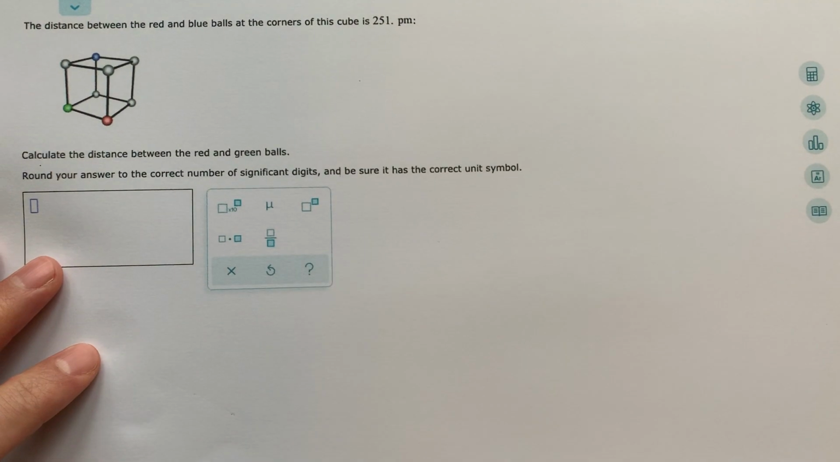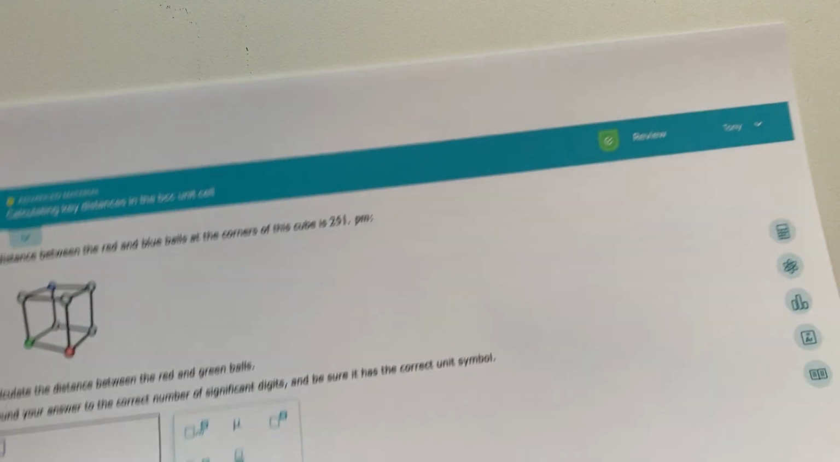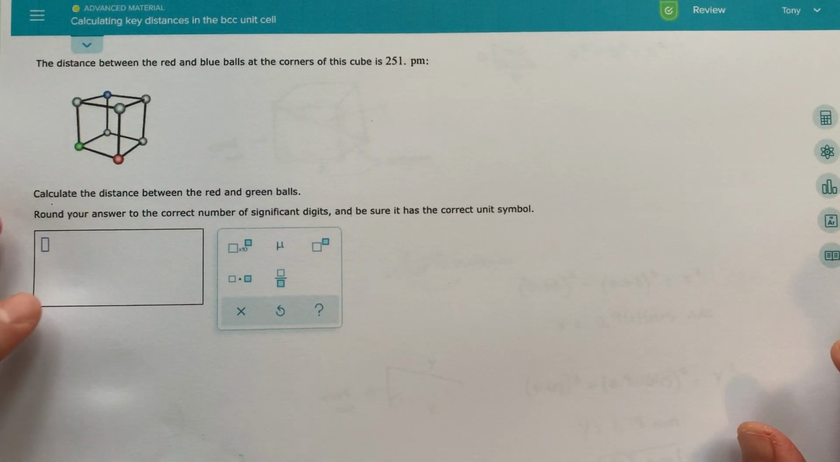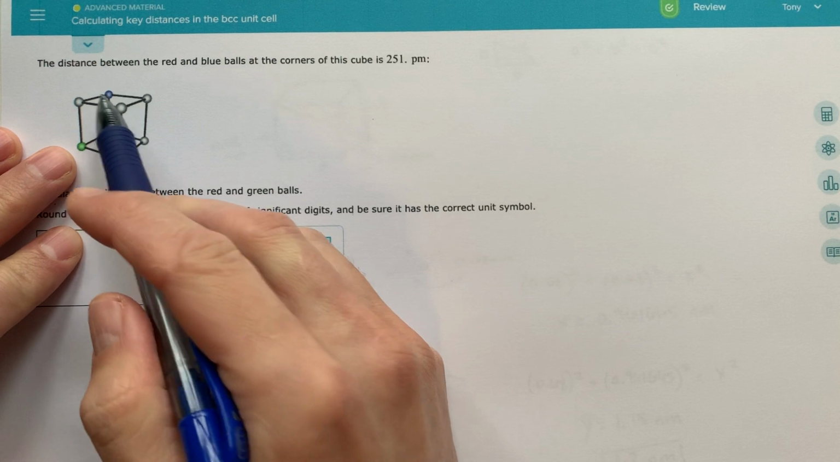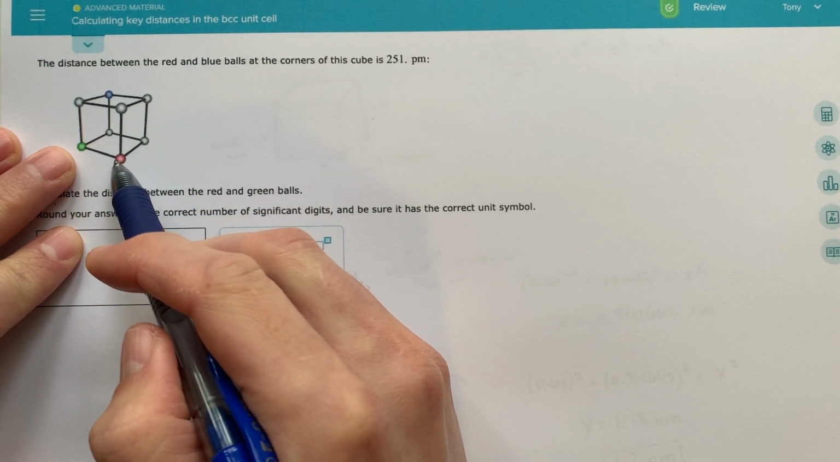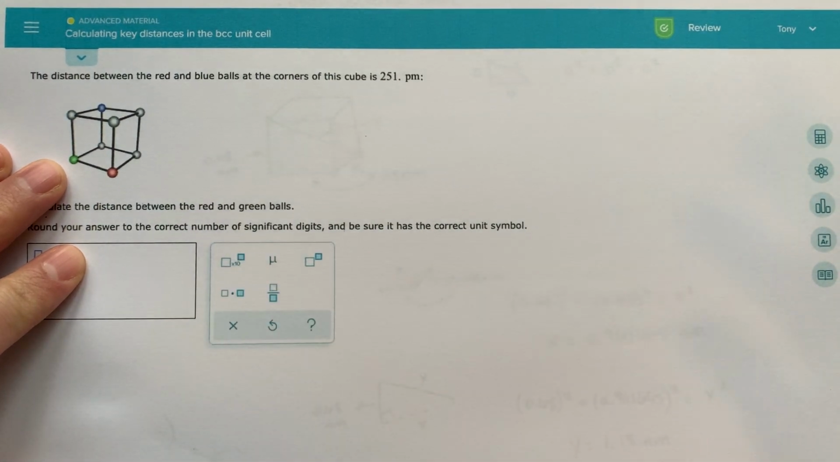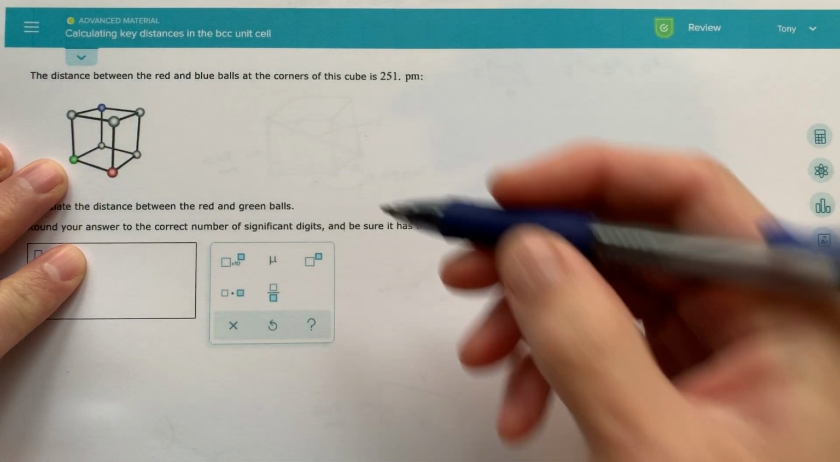Let's go ahead and do one more really quickly. So this one is similar, but just very slightly different. We are now given the distance between the blue ball and the red ball, and we're asked to find what the edge length here is. So basically we're going to do what we did in the previous one, but just do it in reverse essentially.